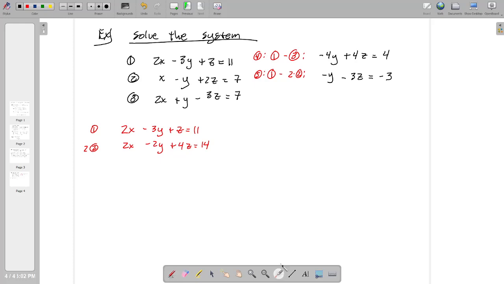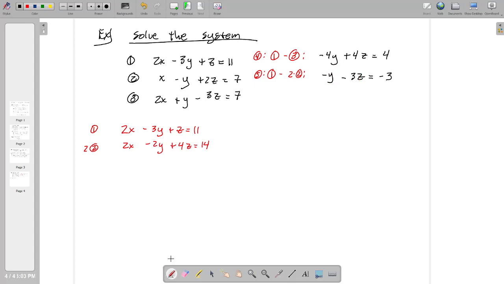So notice here that I have 2 equations and 2 unknowns. Previously I had 3 equations and 3 unknowns. Now I have 2 equations and 2 unknowns. I've completely eliminated the x variable. Now the next thing I want to do is eliminate either y or z.